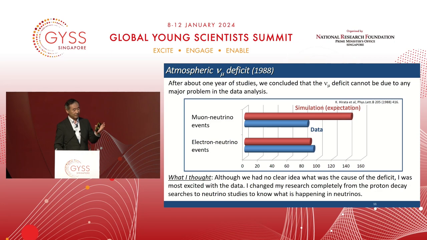Essentially, we reported the number of observed muon neutrino events, that was 85, and compared with the expectation, that was more than 140. Clearly, there was a significant deficit. Also, we counted the number of electron neutrino events. But for these events, the expectation and the observation agreed reasonably well. That's all we reported.